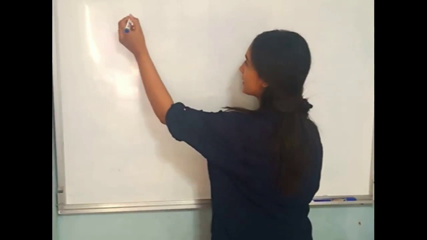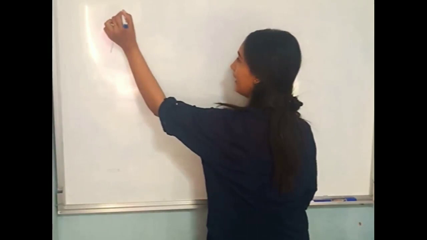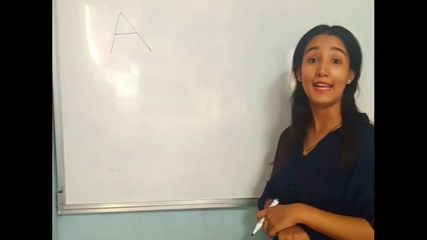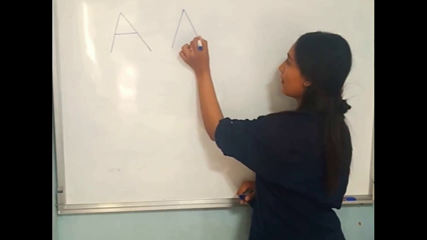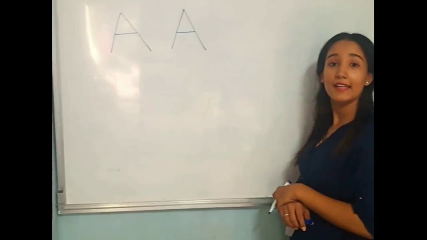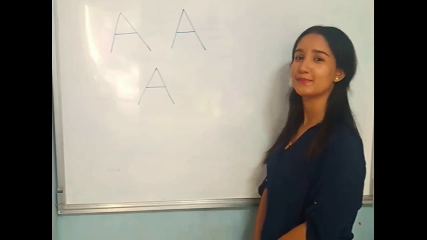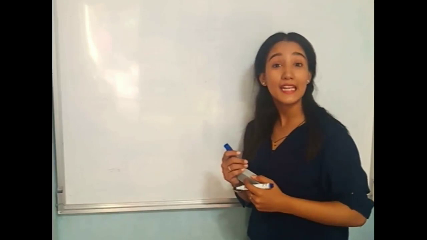For A, we will have one slanting line, another slanting line, and one sleeping line. It becomes A. Slanting line, another slanting line, one sleeping line, A. After A comes B.